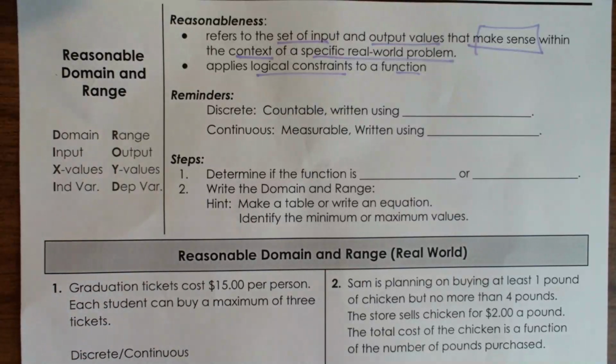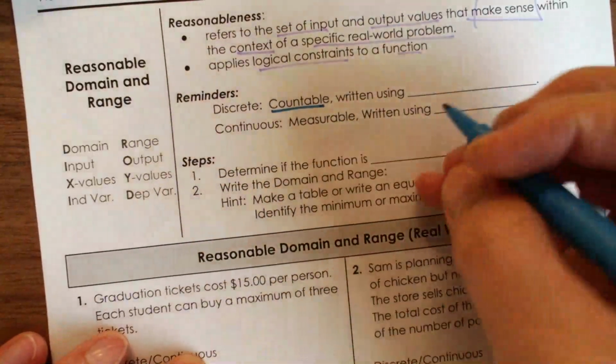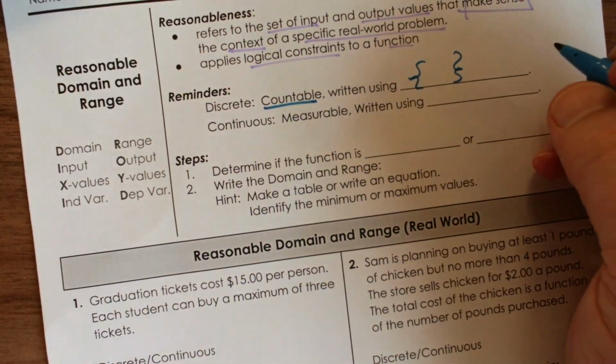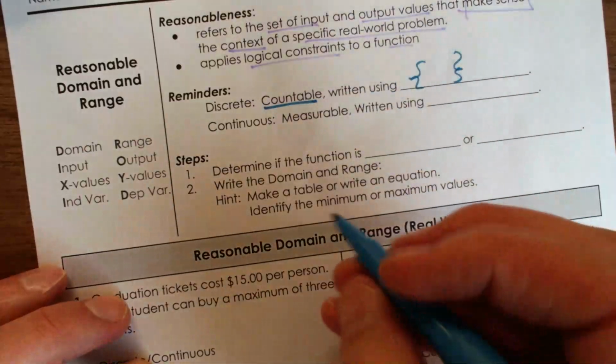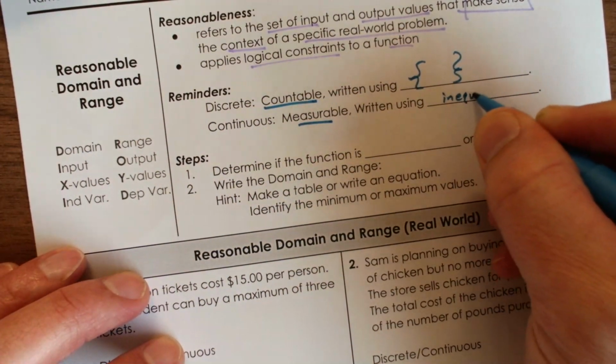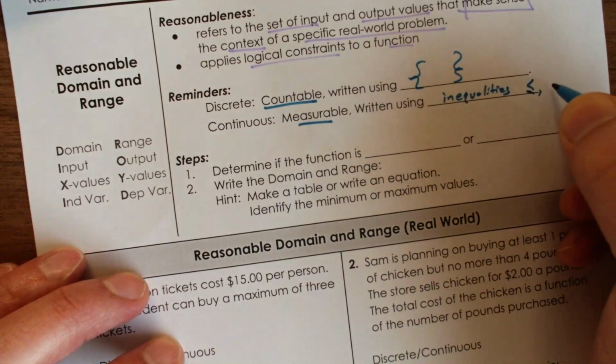So reminders: with discrete, these are countable and they're written using the brackets. Continuous, these are measurable and they're written with the inequalities. So less than or equal to, less than.